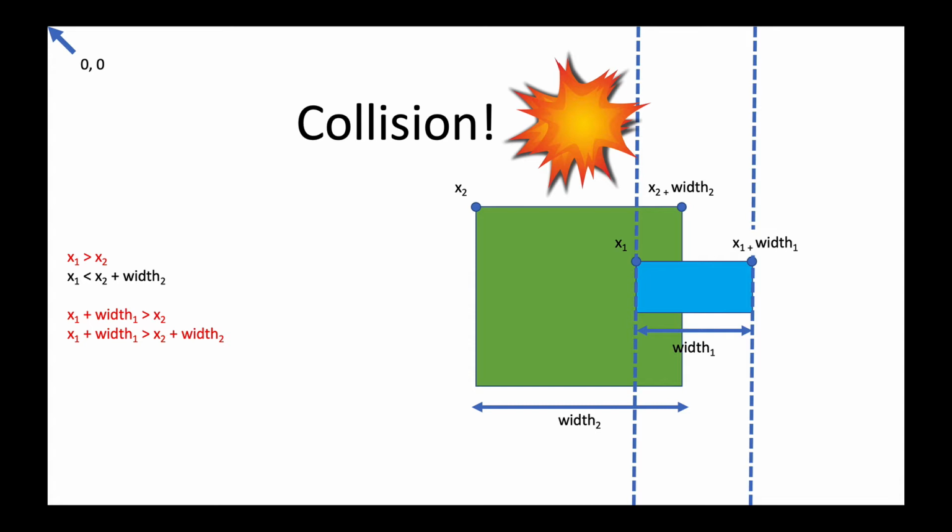Now the x1 plus width 1 is greater than both x2 and x2 plus its width 2. What I'm saying there is that this corner here is greater than this corner and this corner. x1 greater than x2, but x1 is not greater than x2 plus width 2.